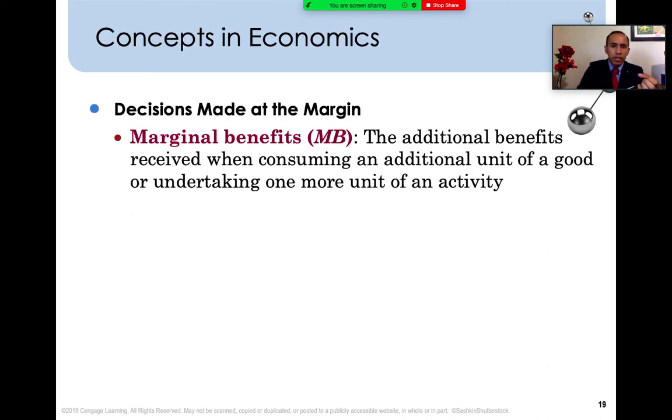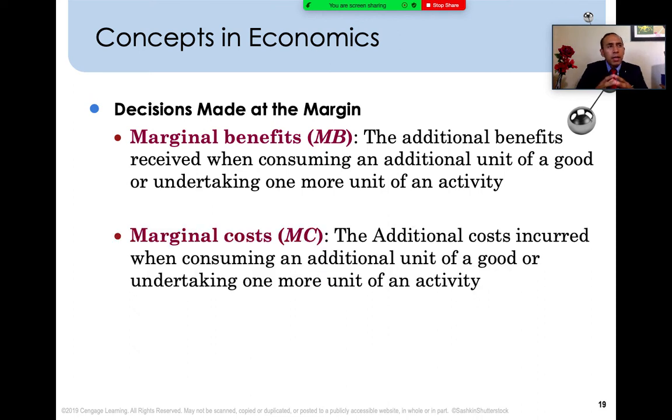So what is marginal benefit? Marginal benefit is the additional benefit that is received when consuming or pursuing an additional activity, an additional unit of a good, or undertaking one more of any activity. It is the additional benefit received from doing an activity.